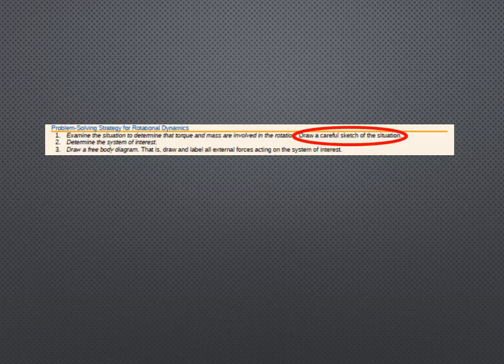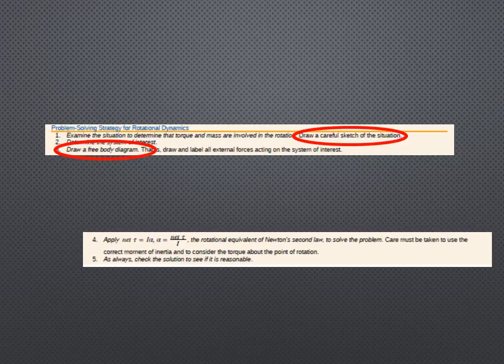Here are the key things. The sketch is just like we did before. So is the free body diagram. So your setup is going to be just the same as it was last semester. After that, you're going to apply the rotational version of Newton's second law. Make sure you use the correct moment of inertia, and the torque is always about the point of rotation, so you'll have to be careful with where that's defined. You'll have to note that in your free body diagram. And the last thing that's a little hidden there is check for reasonableness at the end. We will practice this in class on Thursday.